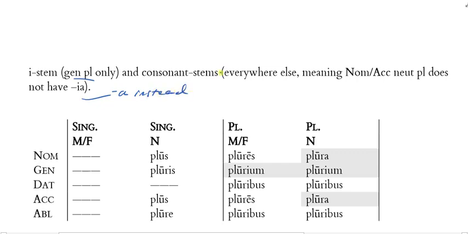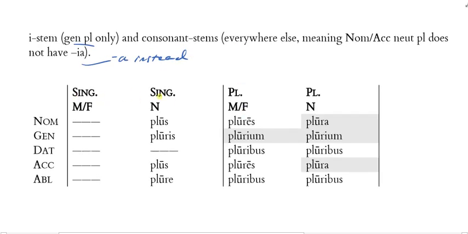Okay, so let's look at our forms here. So again, in the singular, only neuter occurs, no masculine, feminine, and it's functioning substantively. Plus for nominative, genitive, pluris. For the accusative, plus. Notice neuters are the same here in these forms, right? And then ablative plure, so very normal ablative third declension. Now for the masculine feminine plural, we have plures, plurium, pluribus, plures, pluribus.